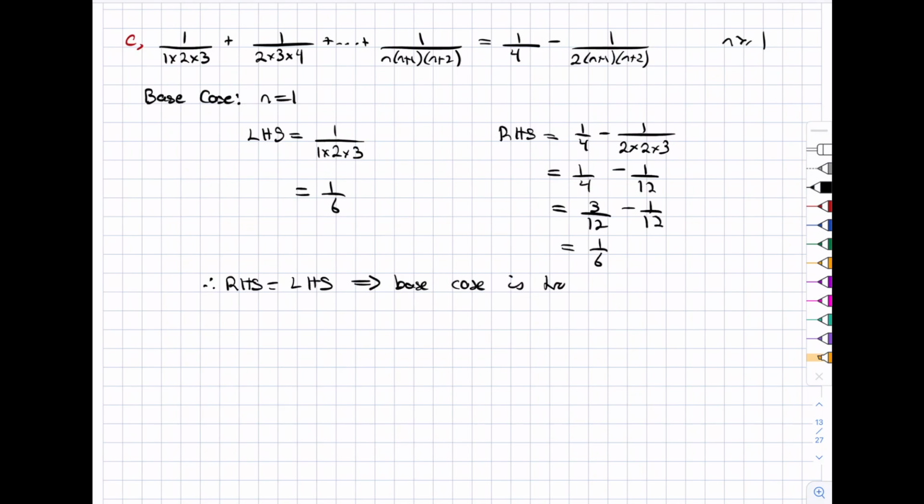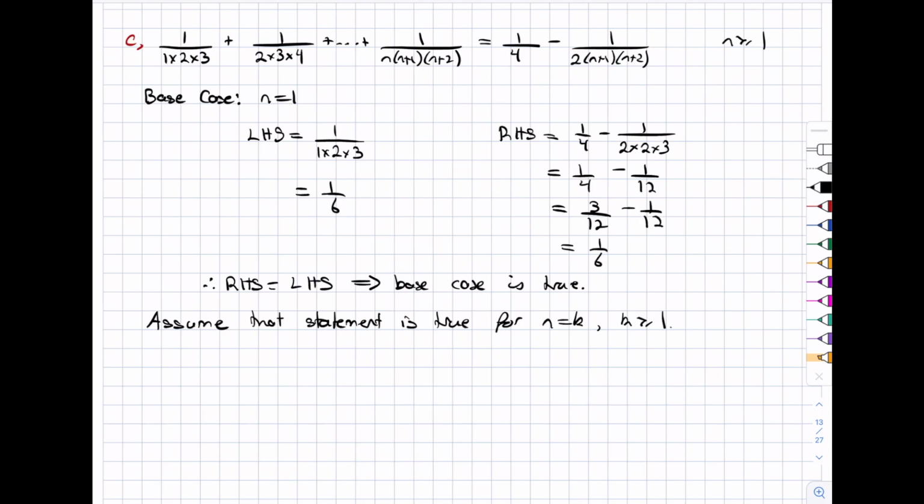Okay, now we need to make our inductive hypothesis. So we want to assume that the statement is true for n equal to k, where k is some integer greater than or equal to 1. Obviously k has to take the same sort of values that n has to take.